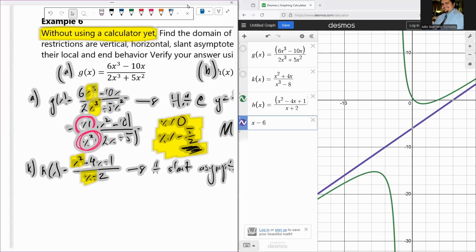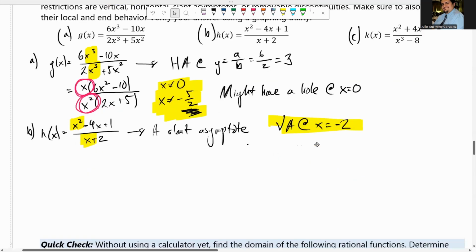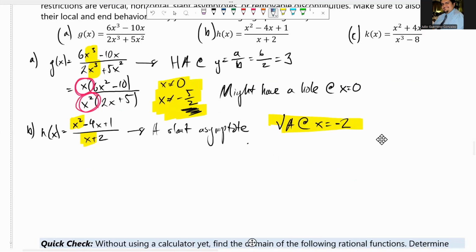Okay, moving along, one more, and that's C. K of x equals x squared plus 4x, all divided by x cubed minus 8. Okay. Well, I'm trying to erase that dot, but it doesn't want to go away. I'll live with it.